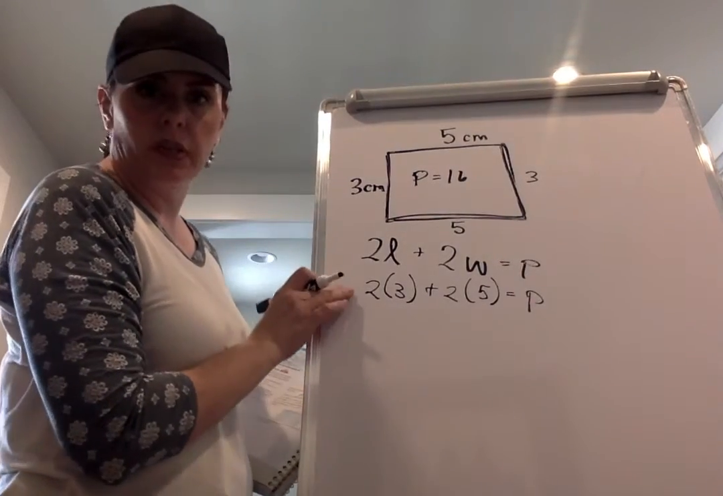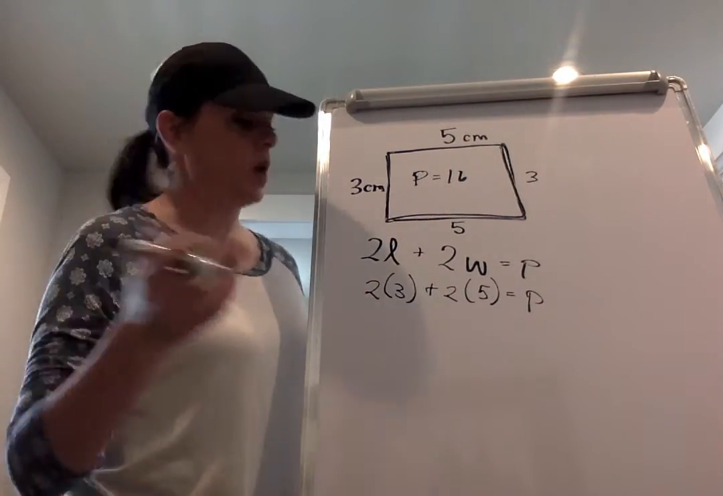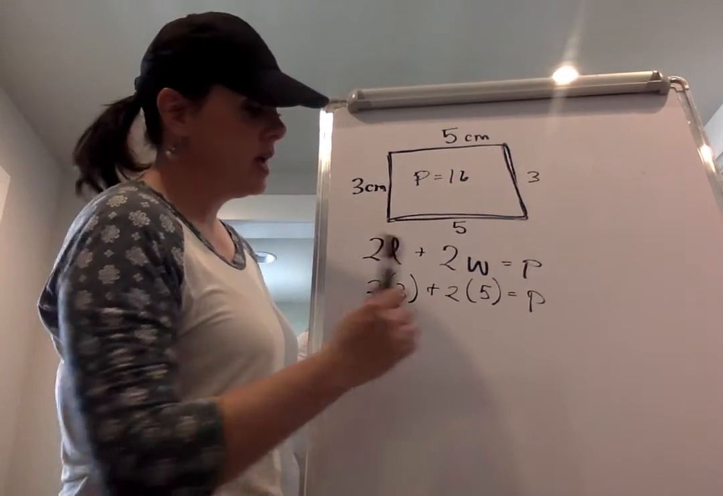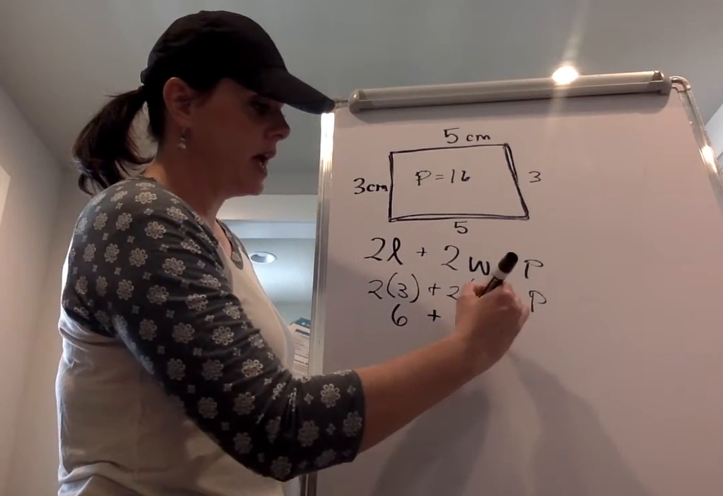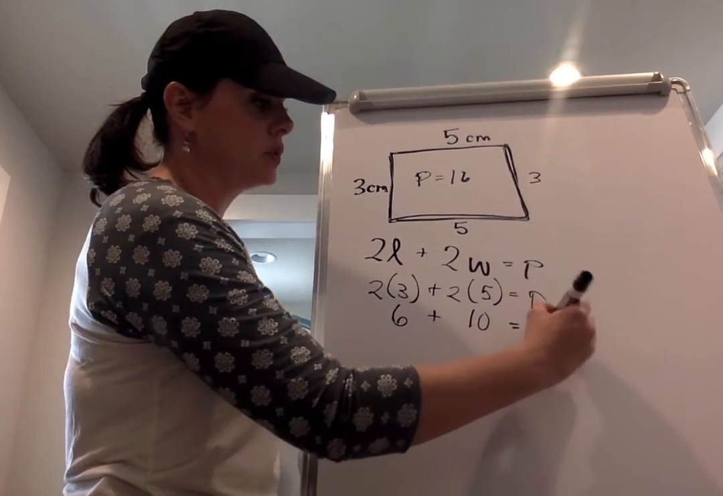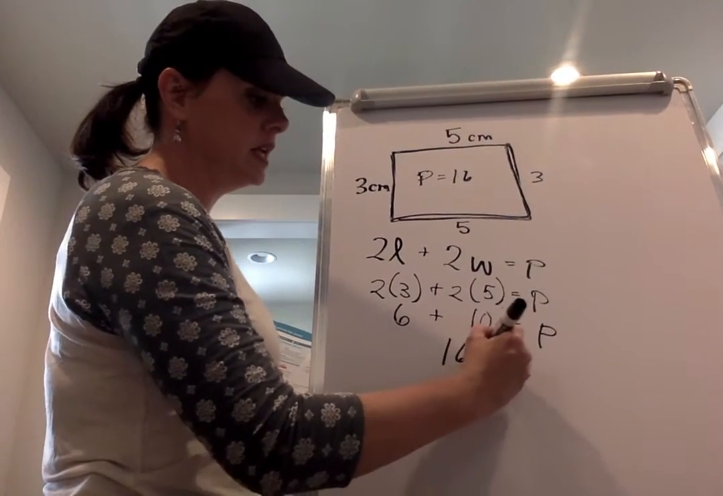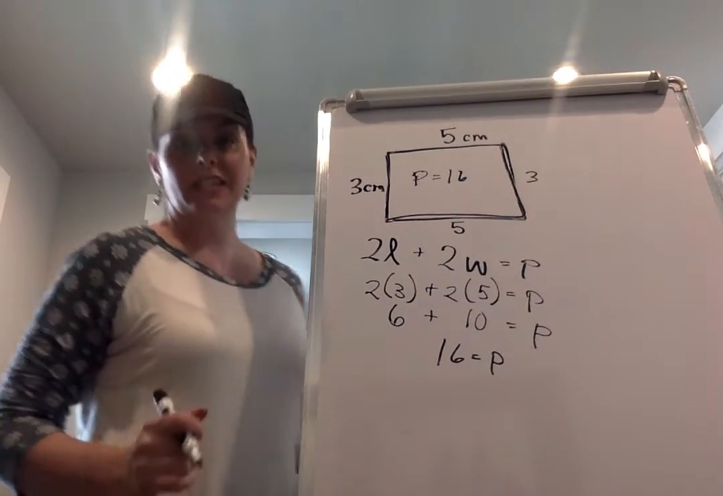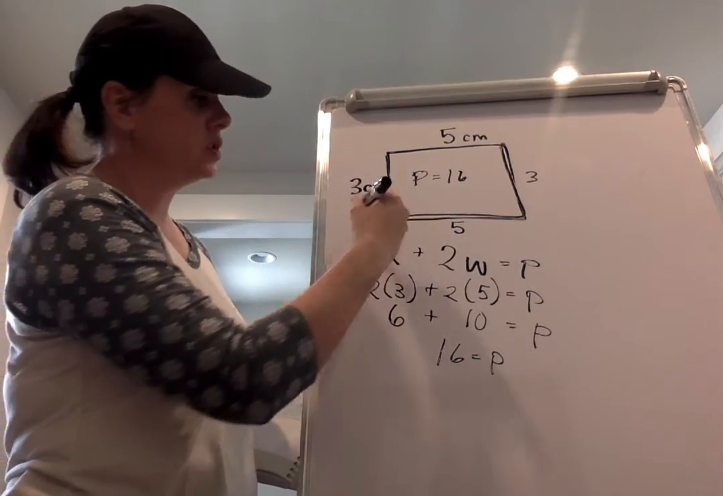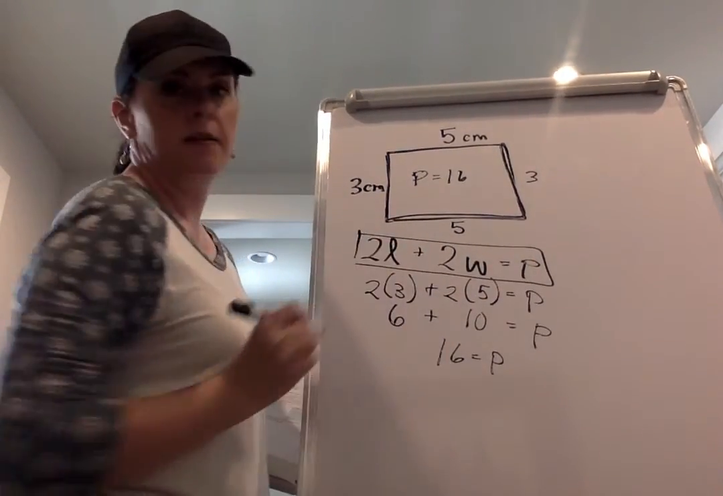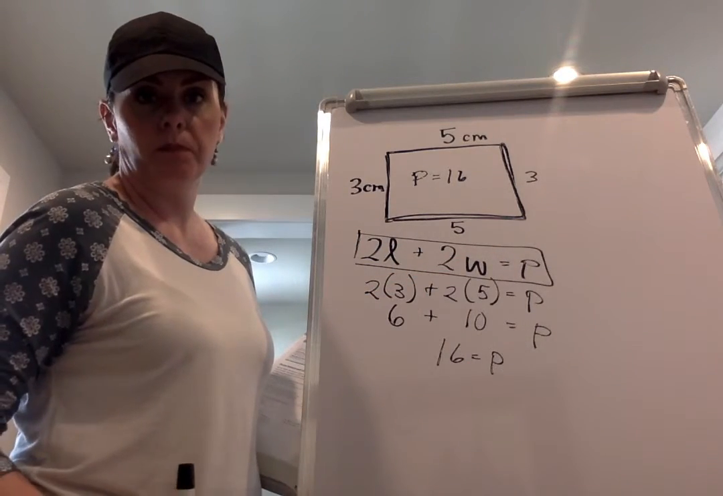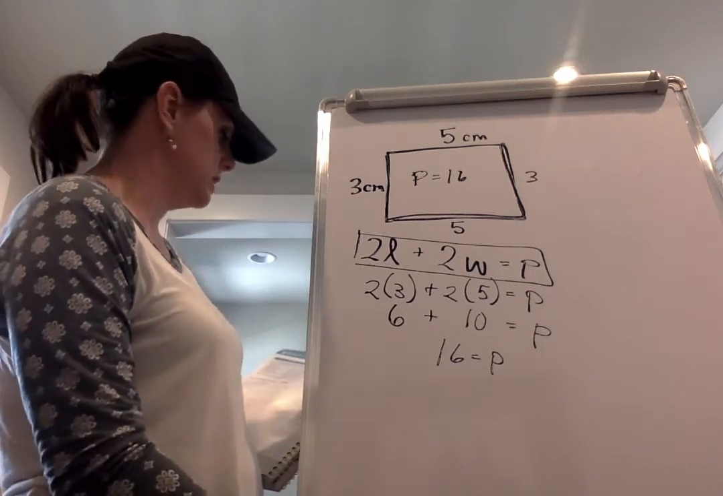Well, let's check this formula that we just made here and decide if we're right. So 2 times 3 is 6, that's 2 times the length, right? Plus 2 times 5, which is 2 times the width, and that's 10, and that equals the perimeter. 6 plus 10 is 16, so our perimeter is 16. So we can use this formula, 2L plus 2W, 2 times the length plus 2 times the width equals our perimeter. And we're going to use that today, so hang on to that knowledge.